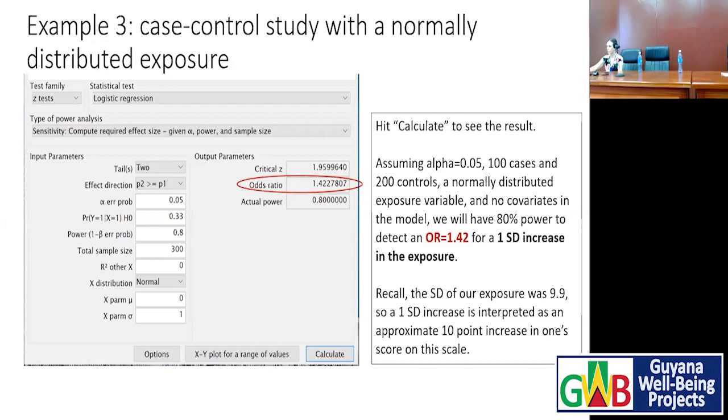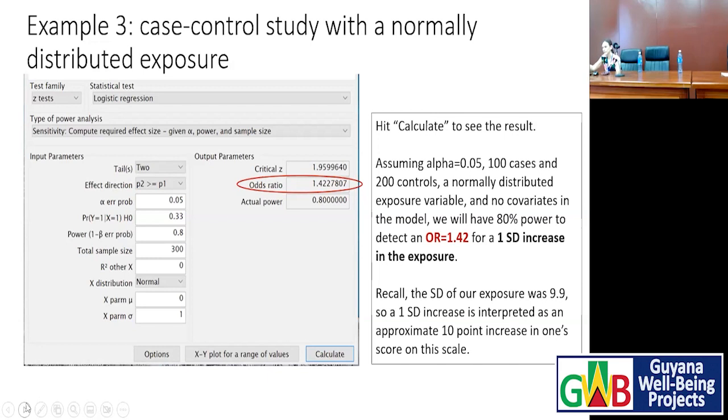And remember, that means about a 9.9, or just about 10-point, increase in one's score on this scale. Of course, most of the time we are interested in the hypothesis, because even though we can be sure, what is significant? So in this case, we have to check whether it's significant or not.